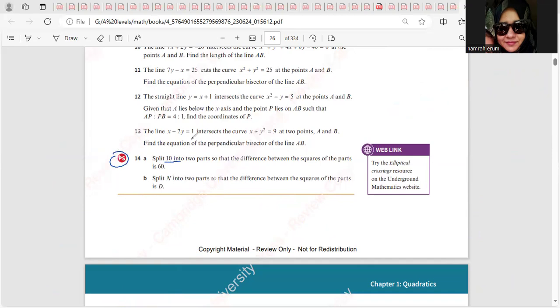Split 10 into 2 parts so that the difference between the squares of the parts is 60. We need to make a quadratic equation. Sorry, we need to make two equations from this statement. What do you think the two equations can be? One is linear and one is non-linear.